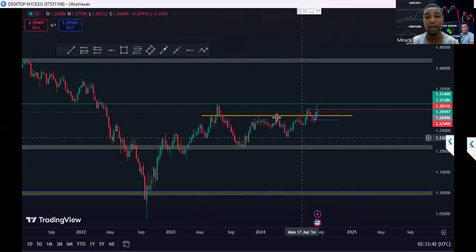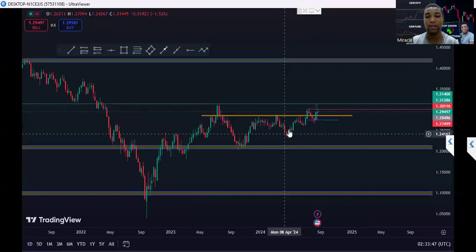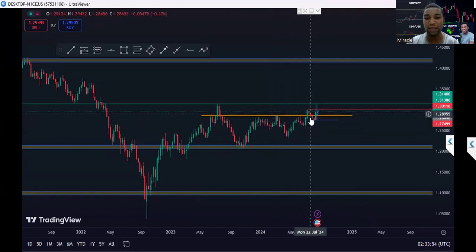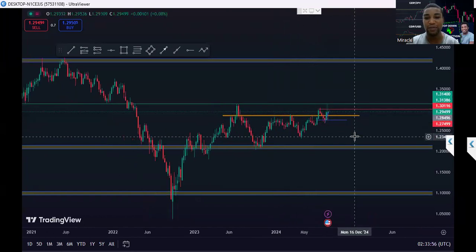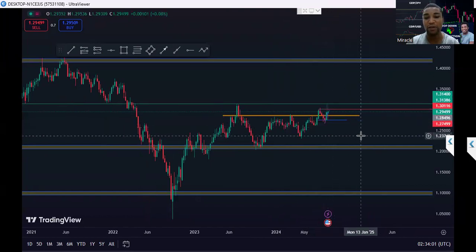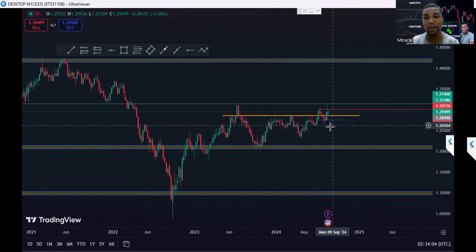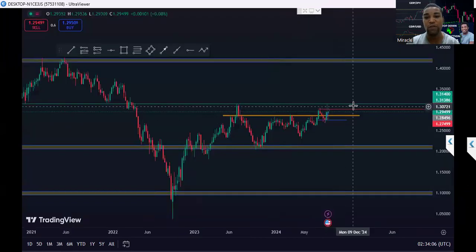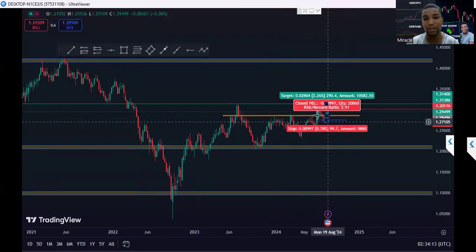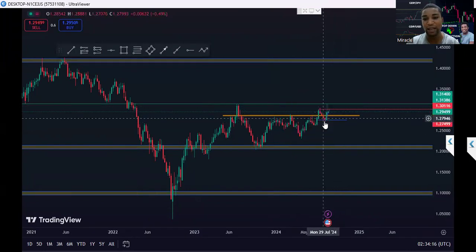On the weekly time frame, I can see a smaller inverse head and shoulder pattern at this region. We can see the head, we can see the left shoulder, and we can see the right shoulder around this region. So this basically is a retest of the neckline, although it broke back inside of the consolidation. However, I can see a weekly bullish engulfing candlestick pattern at this level. So this is actually a retest of this neckline.